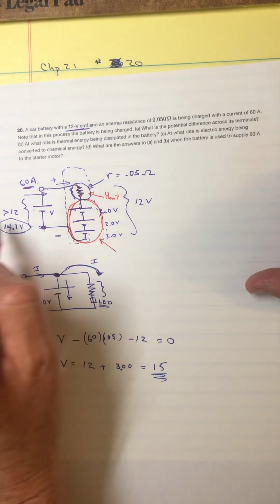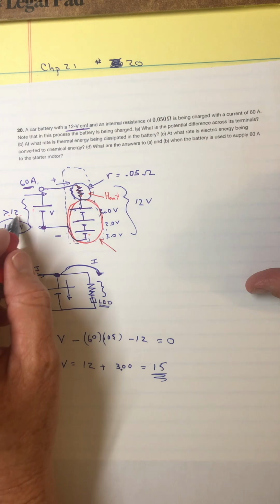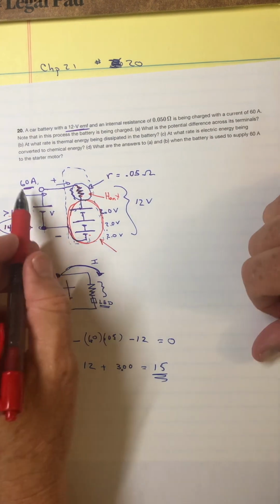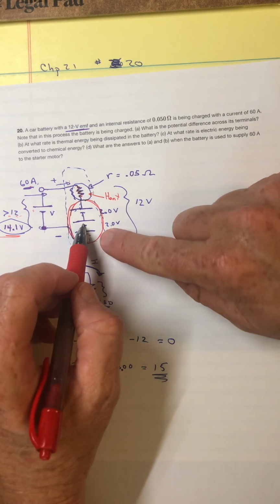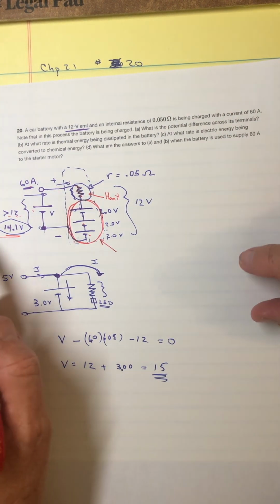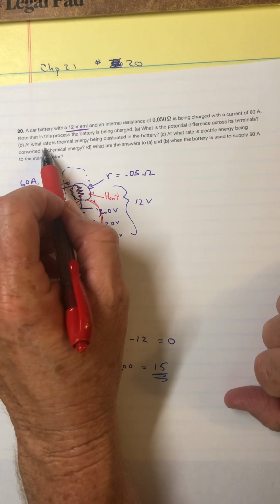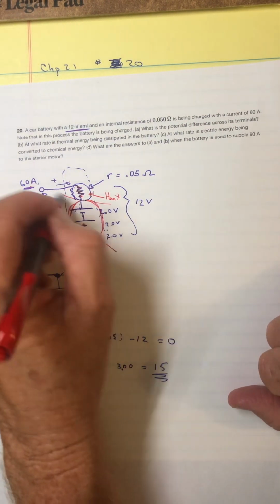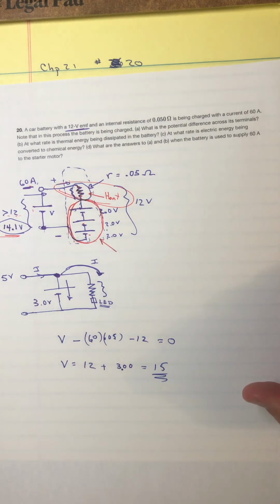That's why my charging system has to be greater than 12. And the greater it is than 12, the more current that would flow, and the faster I'll charge it, but also the more heat I will make. So really, when they say in part B, what is the rate of thermal energy being dissipated in the battery, they're asking for this number.